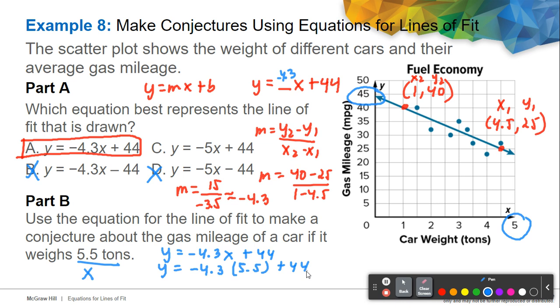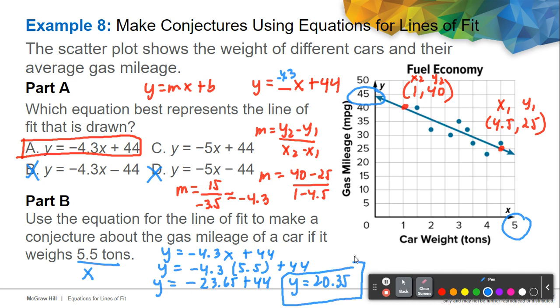Use your calculator to input everything to get your final answer. So we have negative 4.3 times 5.5, that will give you negative 23.65, adding to 44, so plus 44, you're about to have y equal to 20.35. So therefore, if the car weighs 5.5 tons, our gas mileage will be 20.35 mpg. So there you have it.